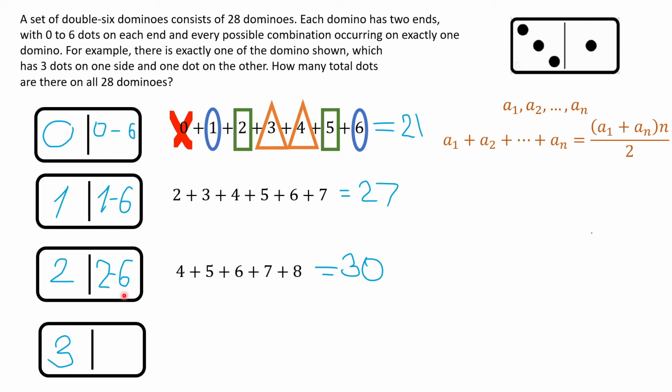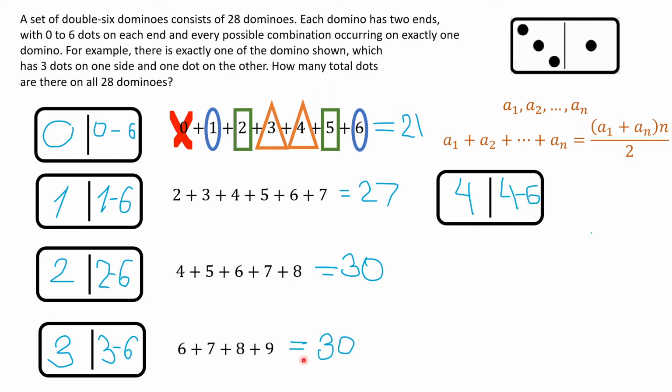Next, we go for 3. When we do 3 again, we don't want to double count. In this case, we need only consider 3 through 6 on the right side. It means that we need to add numbers 6 through 9, number of dots. And that's 30 again. Next is going to be 4. In this case, we consider 4 through 6 on the right side. Add those numbers, we get 27.